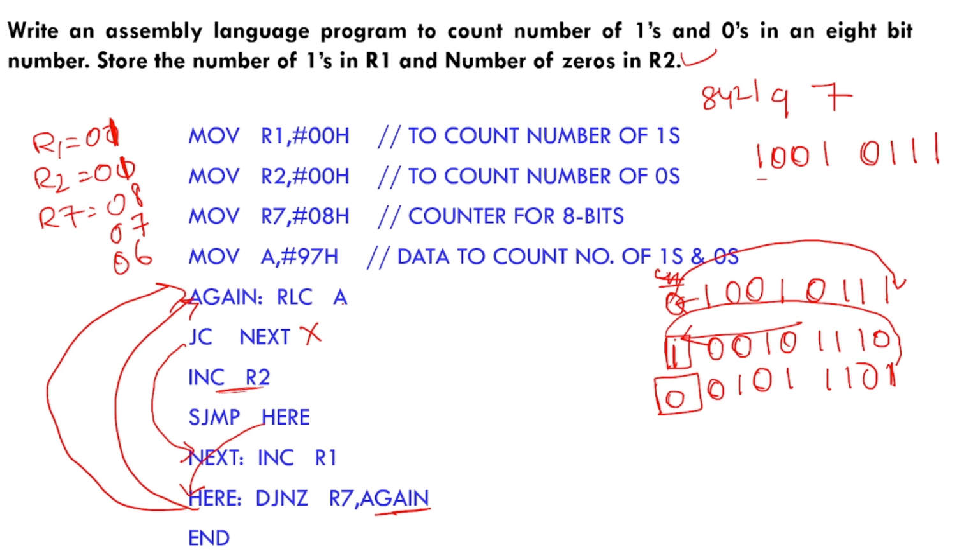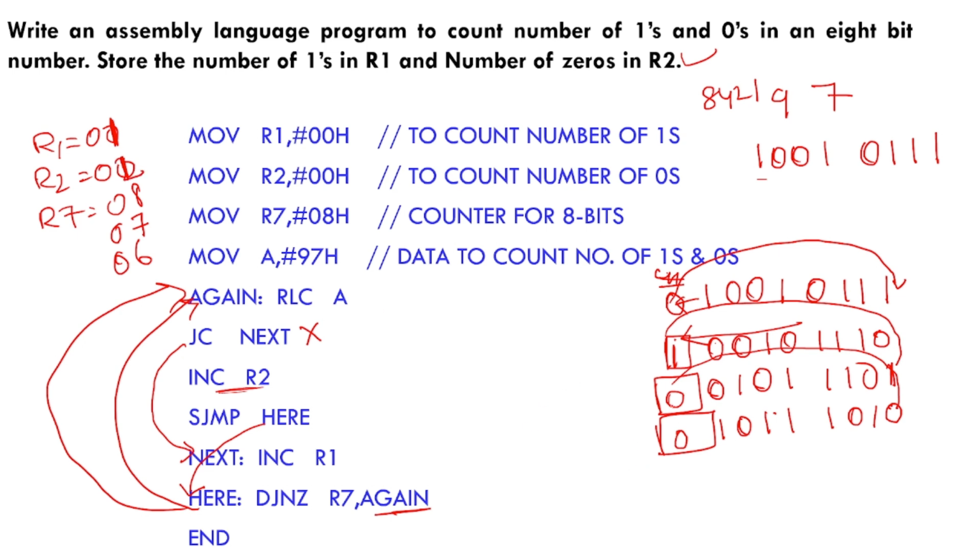Again I want to rotate this accumulator along with the carry. So that means I need to get 0, right? So 0 and 1 0 1 1 1 0 1. This 0 will come here. So now again it will check whether you have a carry or no carry. If carry only, it will go to next. Otherwise it will skip, go to R2 and increment R2 from its present value. So it was 1, now it will become 2.